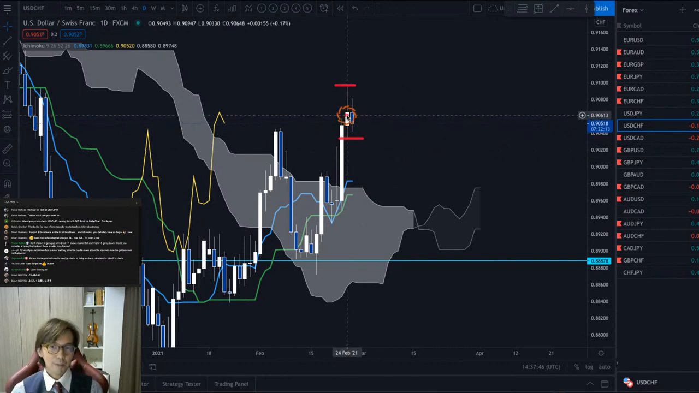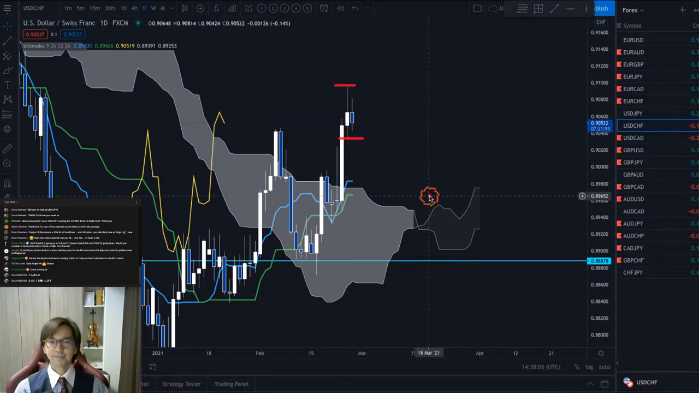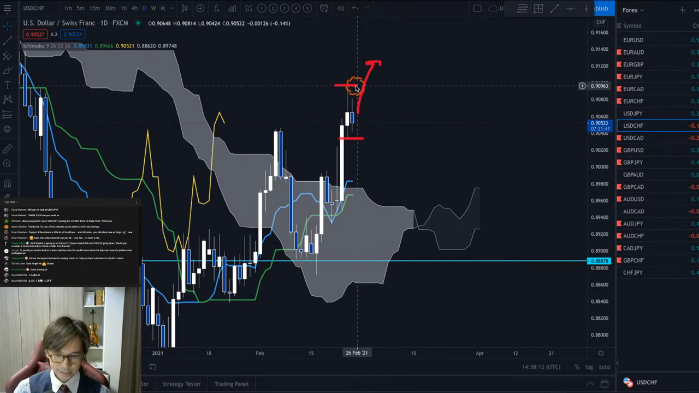This is called harami, H-A-R-A-M-I, harami structure in Japanese. But if I say this in English or especially in an Indian language, I heard it's a bad word. So afterwards, I don't use that word. I just say this is inside bar. So I expect the market breaks above the previous high, week high, at this 0.909.